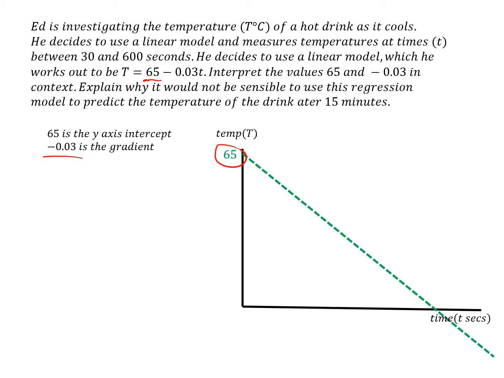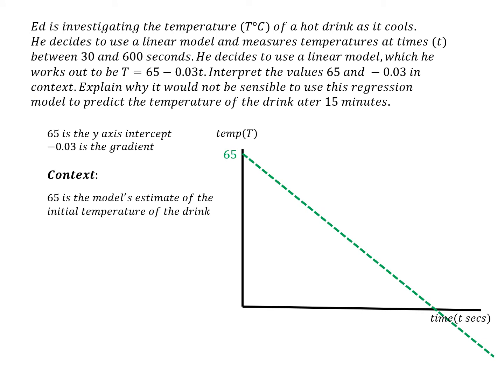But the question asks us to give an explanation in the context of the question. So in the context of the question, when t equals 0, little t is 0, big T, the temperature, is 65. So 65 in context is the model's estimate of the initial temperature of the drink. And the gradient, the minus 0.03, indicates that the drink is cooling, according to the model, by 0.03 degrees centigrade every second. So what we've done now is to interpret the values 65 and minus 0.03 in context.